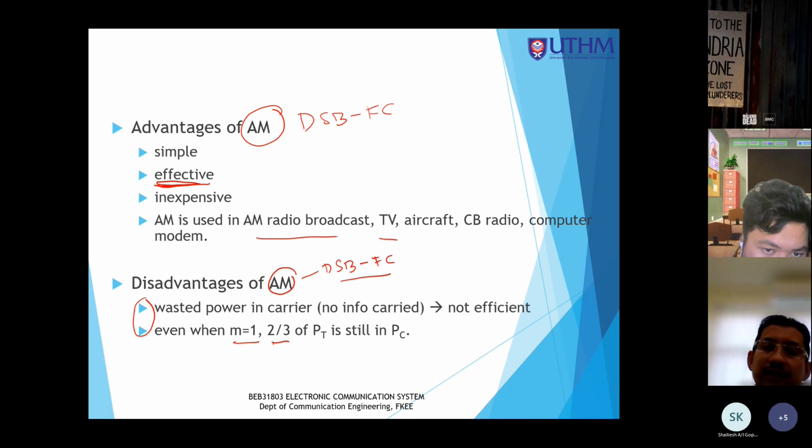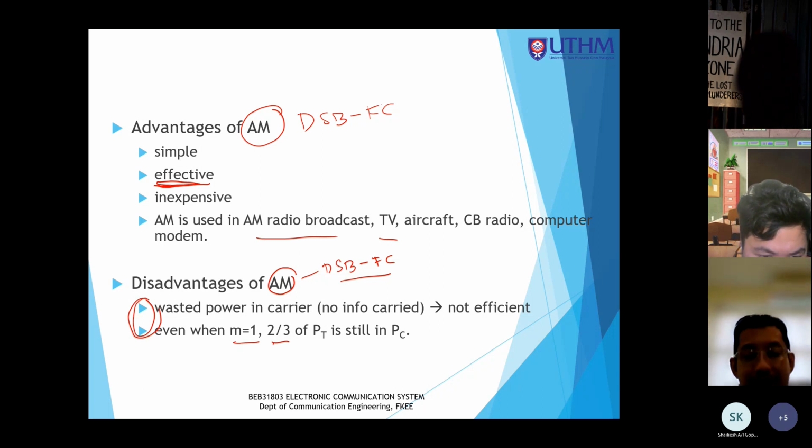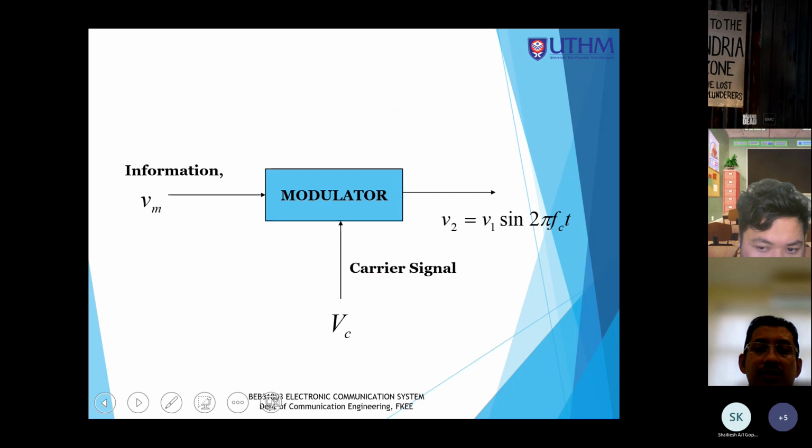Okay, kenapa macam tu? Nanti kita akan lihat dua perkara ini. Dua perkara ini akan dijawab dalam beberapa slide ke depan nanti. Cuma perlu buat masa ni you kena tahu bahawa double sideband full carrier ini, we are transmitting the signal through the medium with more than enough power, lebih daripada power yang sepatutnya. So this is the picture that I have explained previously. Apa itu persamaan nanti kita akan lihat.